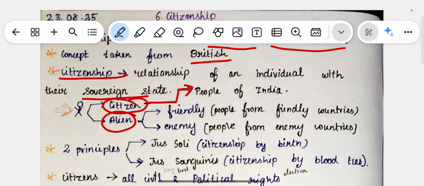Aliens are of two types: one is friendly and another is enemy. If people come from friendly countries, they come under the friendly category. And if some people come from enemy countries, they come under the enemy category.